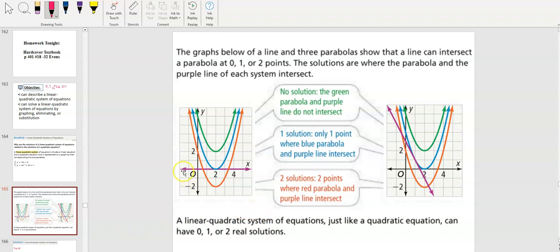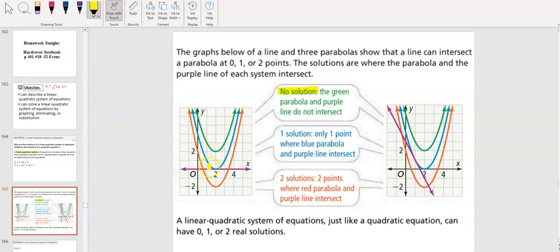Here are some examples. So these purple lines on both of these graphs are representing the linear function in the system. And then each of these parabolas are representing a different situation that gives us different types of solutions with our linear equation. So if it's a green line, the green line is not crossing the x-axis, but it's also not touching our purple linear equation. So when the green parabola and the purple line do not intersect, we have no solution. So if you're taking notes, I would write that down.